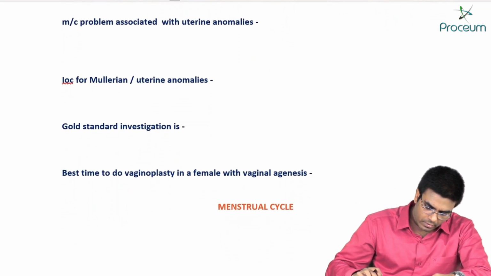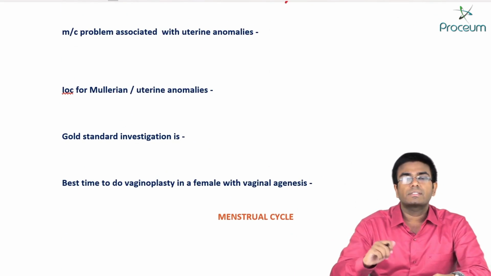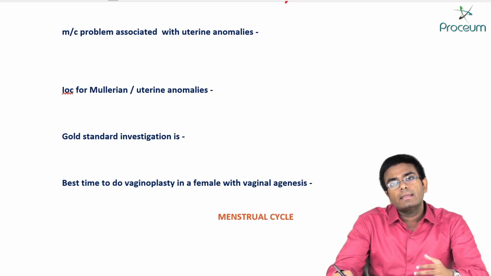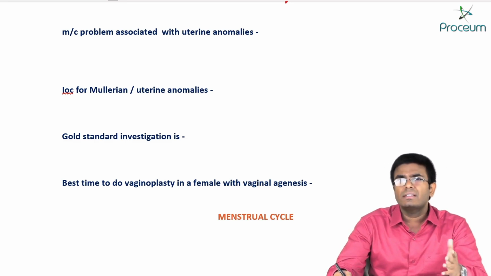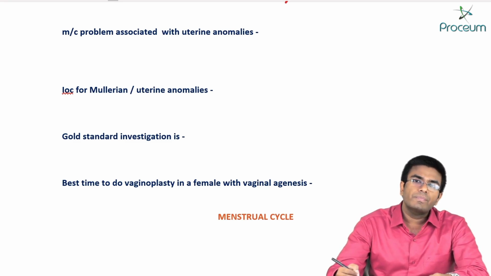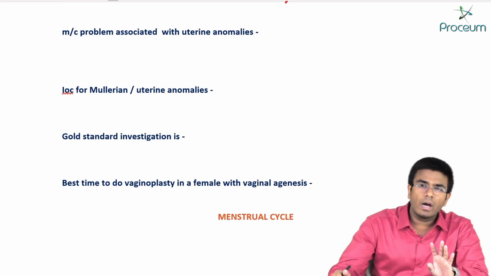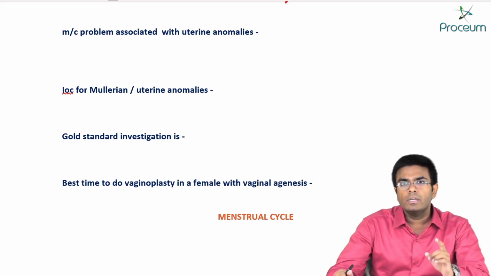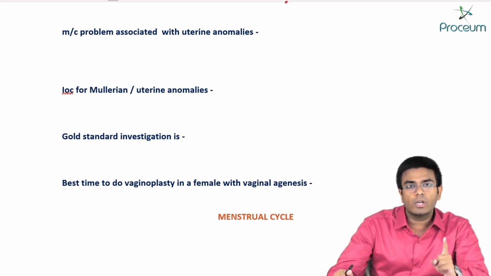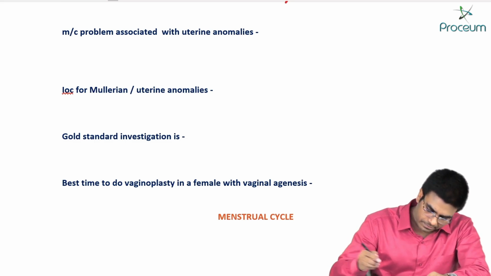Okay guys, now the most common problem associated with uterine anomalies. If a female has uterine anomalies like bicornuate uterus, unicornuate uterus, septate uterus, arcuate uterus or uterus didelphys, then she can have abortions. Are these abortions going to happen in the first, second or third trimester? Remember, it is second trimester abortions. Uterine anomalies are associated with second trimester abortions.